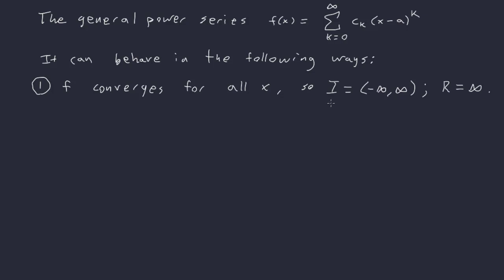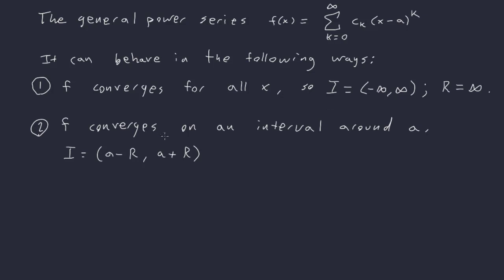All right, the second possibility is that f converges on an interval around a, and its interval of convergence is a minus R to a plus R.